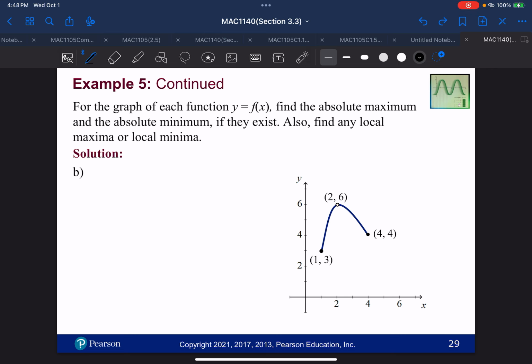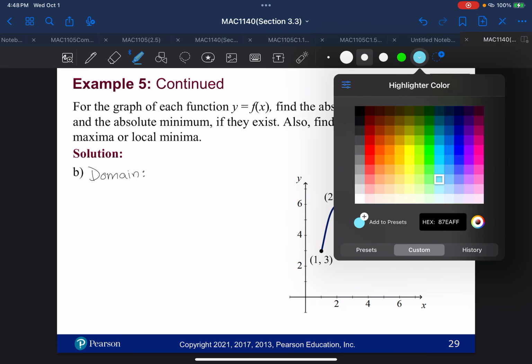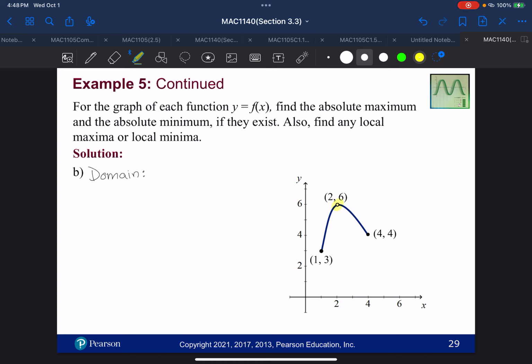First, let's talk about the domain of this example. Notice that this example has an open hole at the point (2, 6). So that x value of 2 is not included. It actually starts at 1 and goes to 2 with a parenthesis, and then we have to start back at 2 and go to 4. So the 2 is not included.